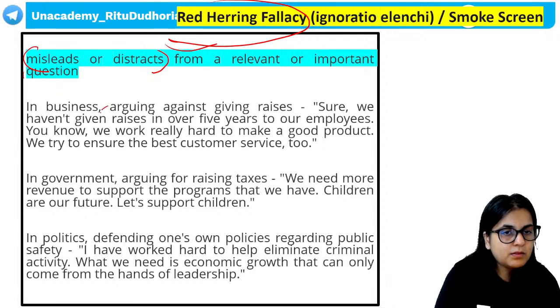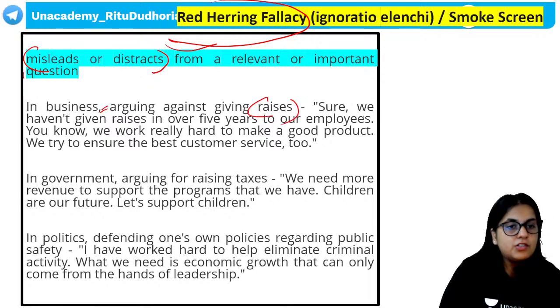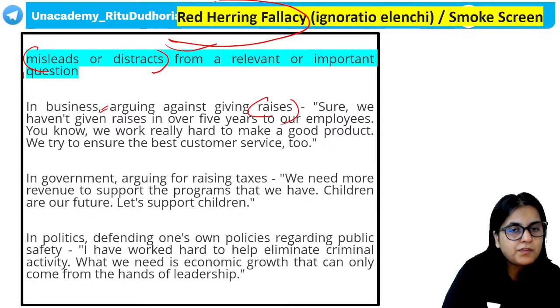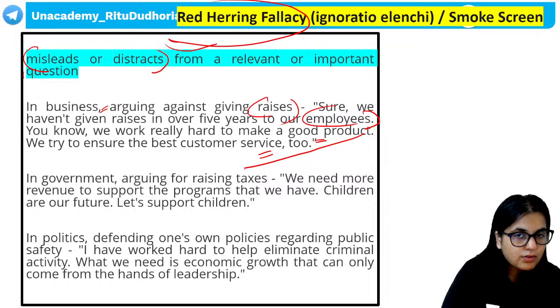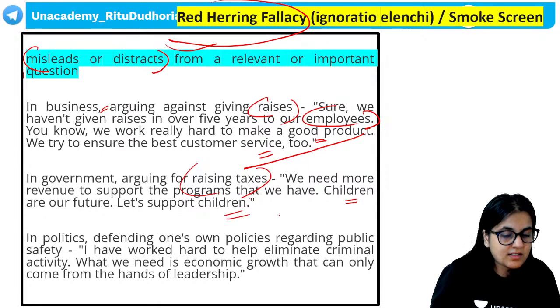Okay, for example, the businessman is trying to convince that I'm not going to give you a raise. Sure, we haven't given raises in over 5 years to our employees, but we make a good product and best customer service. मुद्दा कुछ और है, आप लेके कहीं और जा रहे हो. Raising tax का justification दे रहे. We need more revenue to support the programs that we have. Children are our future. Let's support children. अब suddenly children कहाँ से आ गए यहाँ पे? फिर एक बात को घुमा दी, distract कर दिया, topic से हट गए.